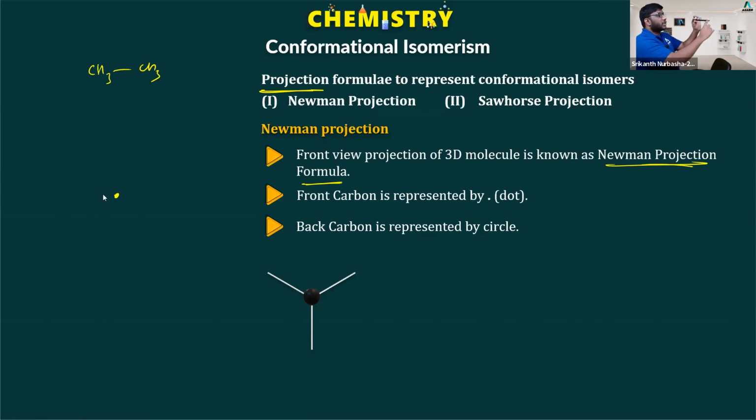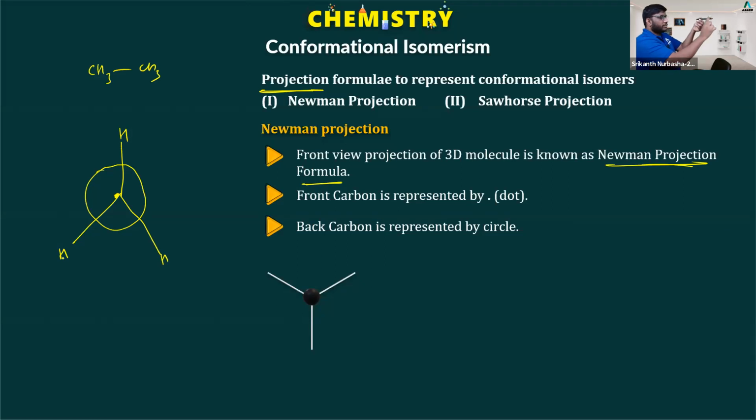The back carbon which is not visible to me is represented by the circumference of a circle, which you can draw. Only the front carbon is visible to me. The back carbon is not visible. In the front carbon, whatever three groups are there, they are visible to me. Yes or no? If I am looking at the molecule like this, with my eyesight looking at this atom, to this atom we have three groups connected. What are those three groups connected to the front carbon? Those are three hydrogen atoms.